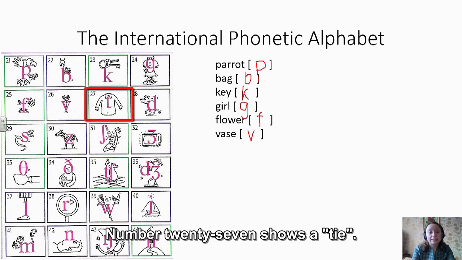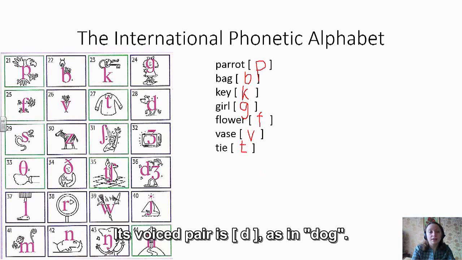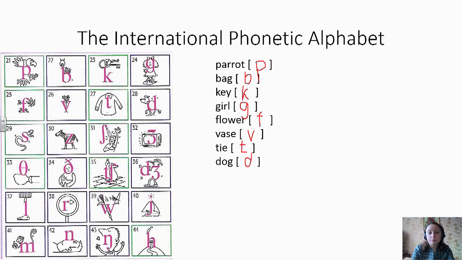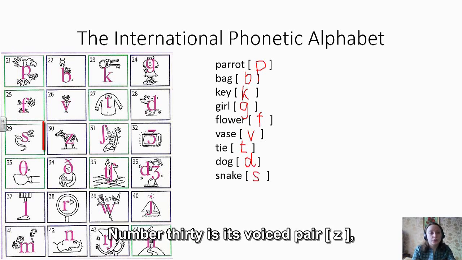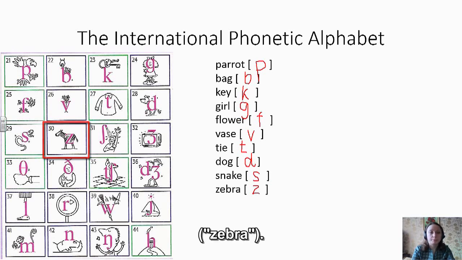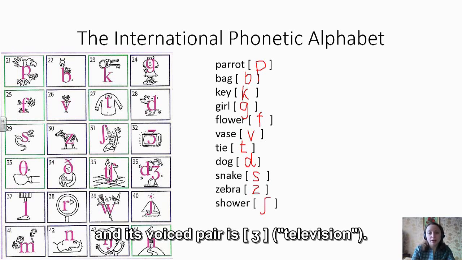Number 27 shows a tie, t. Its voiced pair is d, as in dog. The next one is s, snake. Number 30 is its voiced pair, z, zebra. Then comes shower, sh, and its voiced pair is zh, television.